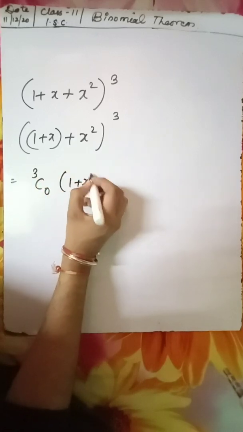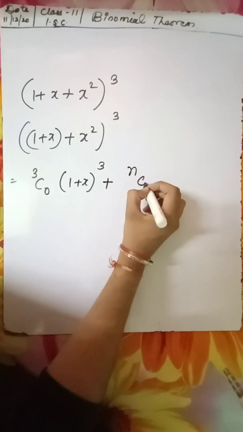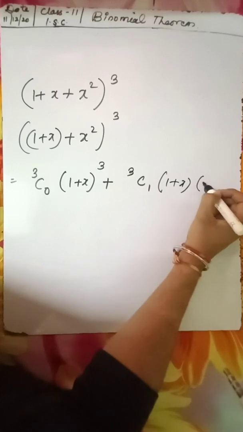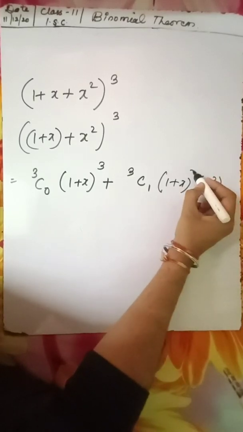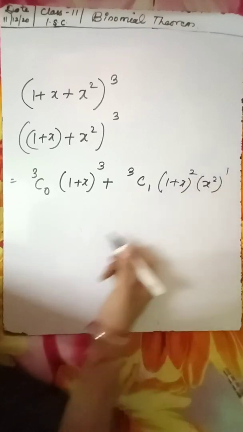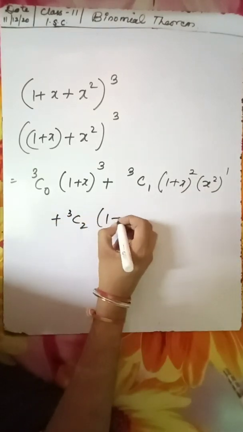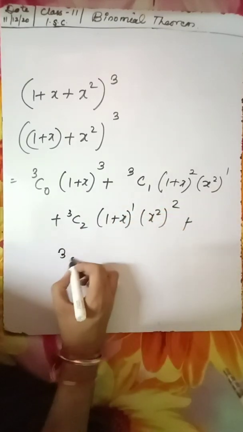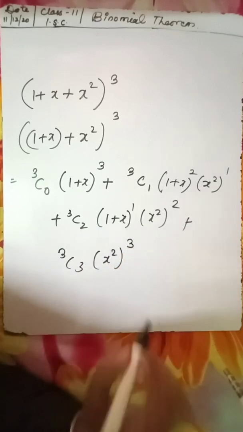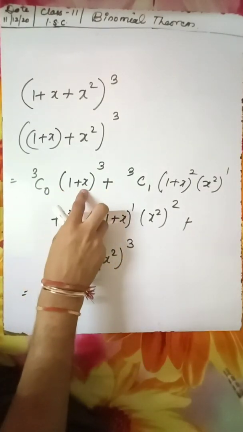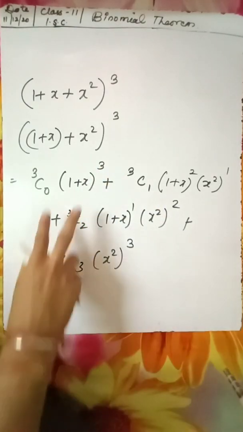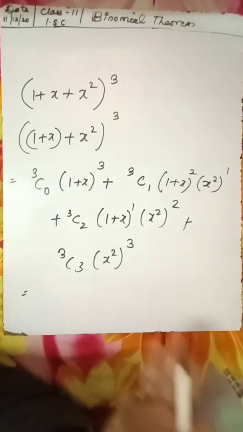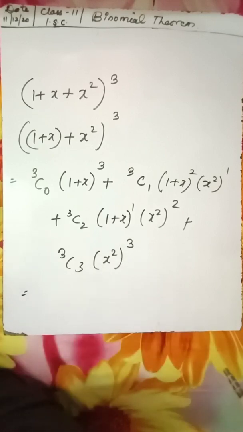3c0, (1 plus x) to the whole power 3, plus 3c1, (1 plus x) squared into x squared to the power 1, plus 3c2, (1 plus x) into (x squared) the whole square, and 3c3 (x squared) the whole cube. Now what will you do? Again, (1 plus x) the whole cube, you know. Just open it and if any terms are getting added, add them and get the final result. So like this we have to do.